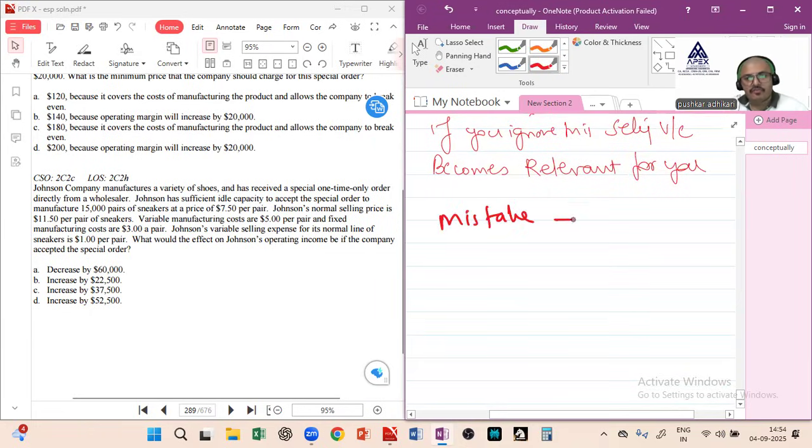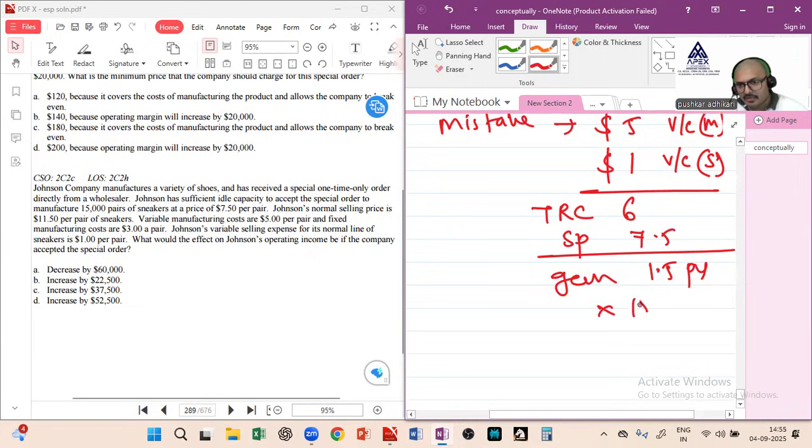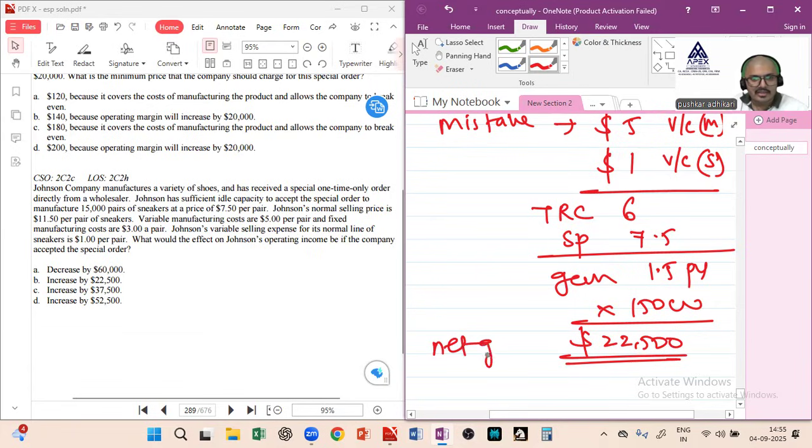So then what is the mistake? The 5 of variable manufacturing will remain, and the $1 will remain as variable cost of sale. Your total will be 6. Your total relevant cost will be 6. Your selling price will continue to be 7.5, so it will be 1.5 per unit gain, multiplied by 15,000 units. What is your answer? 22,500 will be your net gain, and this is a full-on mistake.